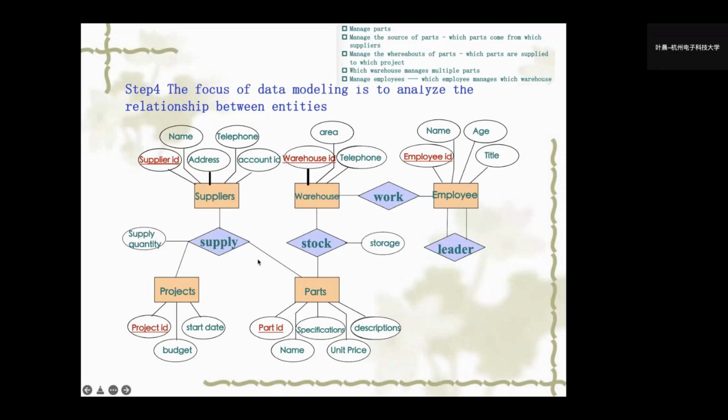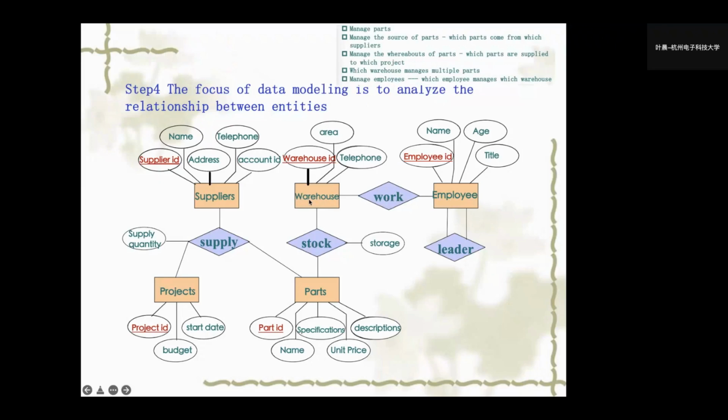I hope I have explained this clearly. So then, for example, for the relationship between the warehouse and employee, I have put a work relationship here. And that means the employee works in a warehouse, and they need to manage this warehouse.